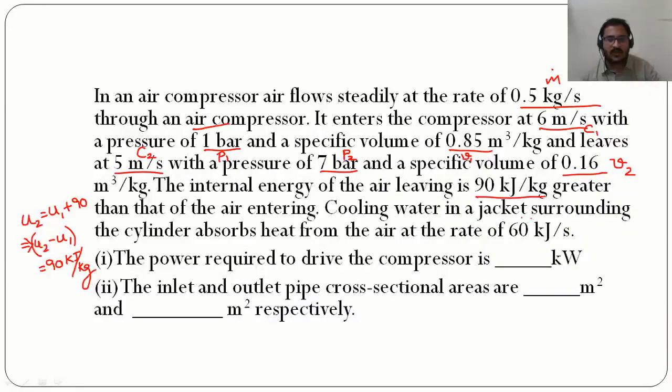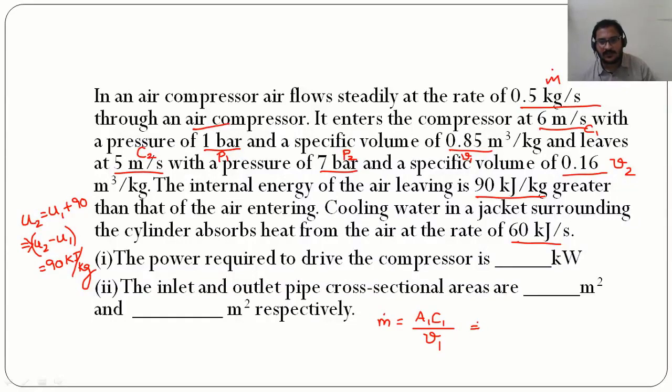Now cooling water in the jacket surrounding the cylinder absorbs heat from the air at the rate of 60 kilojoule per second. Now we need to find the power required to drive the compressor in kilowatts. The inlet and outlet pipe cross sectional areas are dash meter square and dash meter square respectively. Mass flow rate is area into velocity by specific volume.